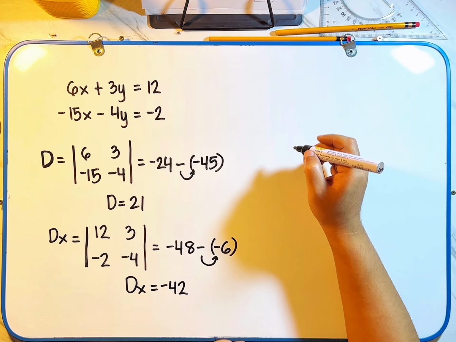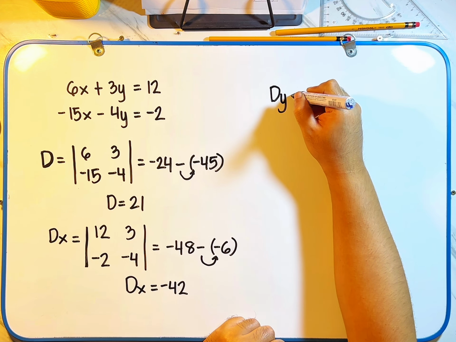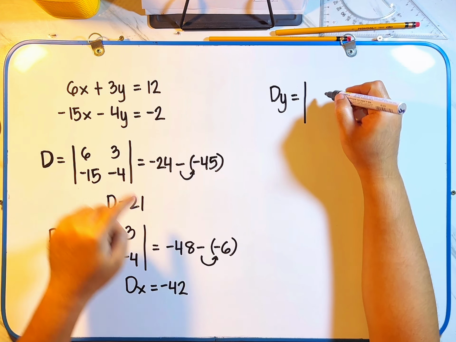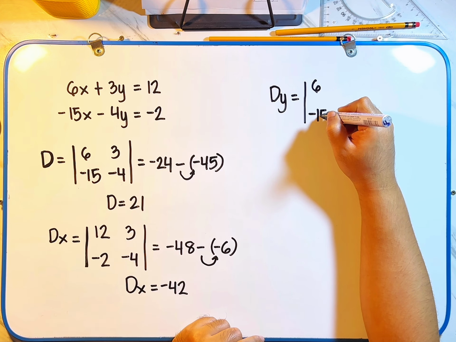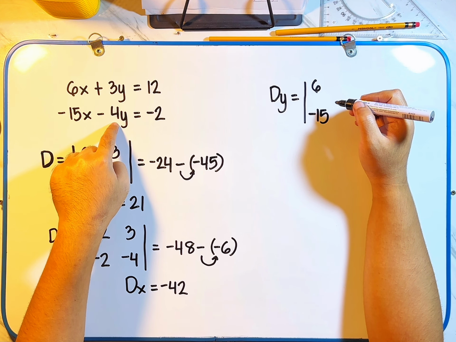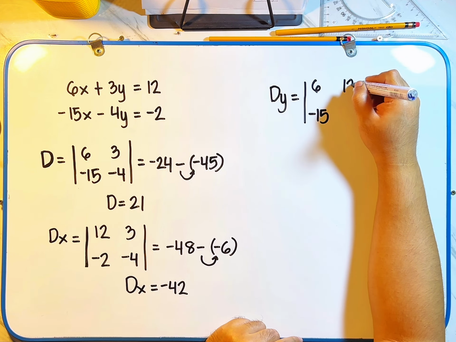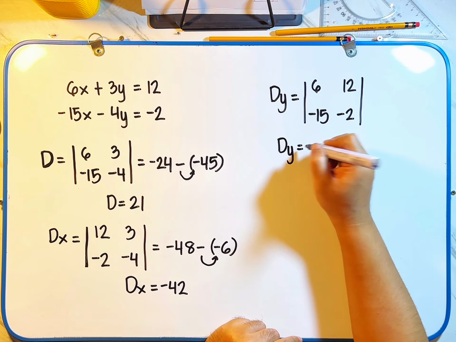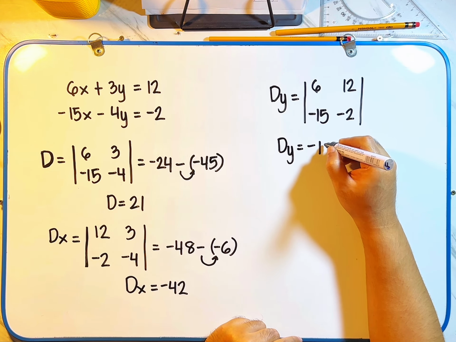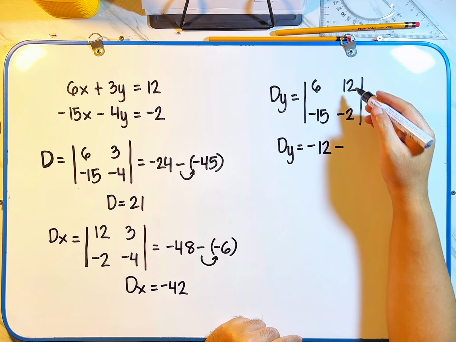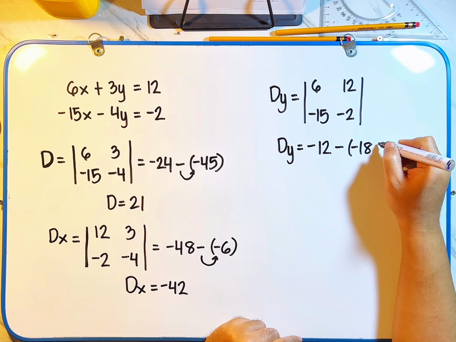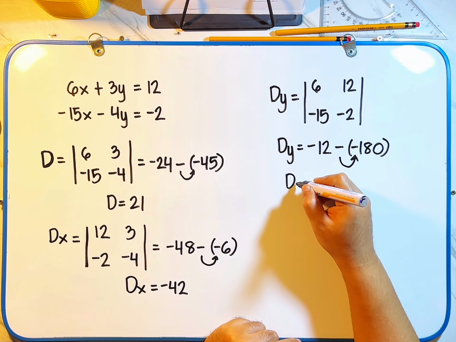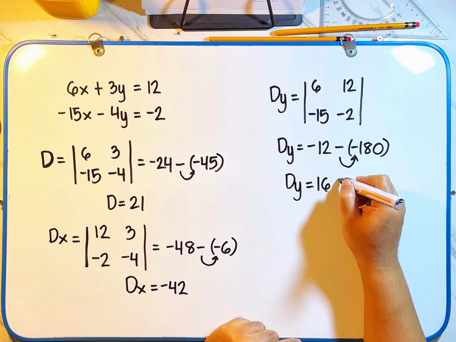Okay, let's go to dy. For dy, we will replace the coefficients of y. So 6, negative 15, copy 6, negative 15, and then replace this 3, negative 4 by 12 and negative 2. Dy is equal to 6 times negative 2, that's negative 12, minus negative 15 times 12, that's negative 180. Negative 12 plus 180, that's 168. So dy is equal to 168.